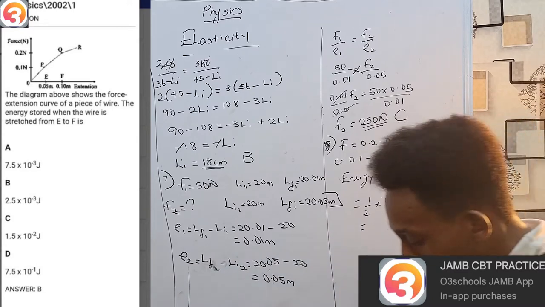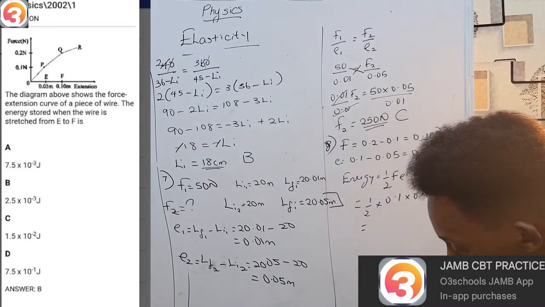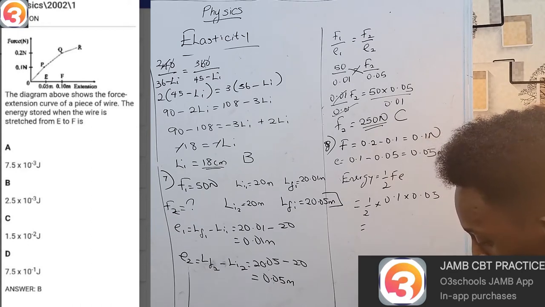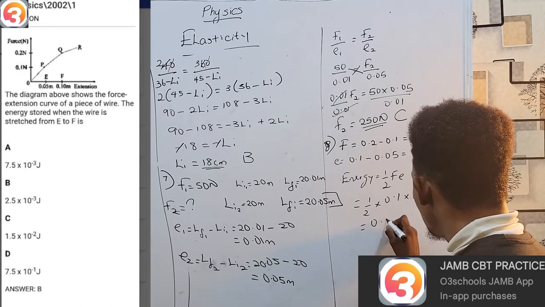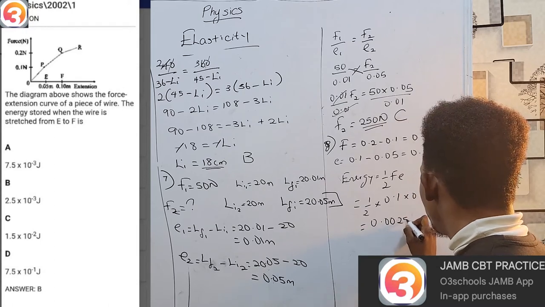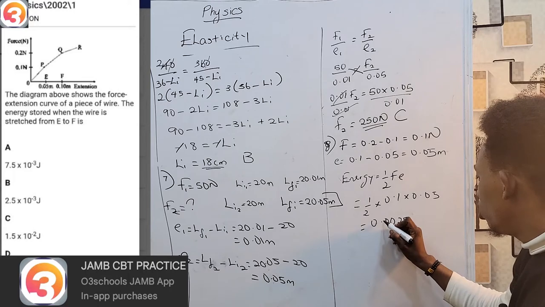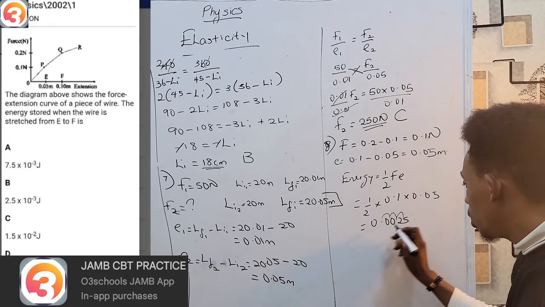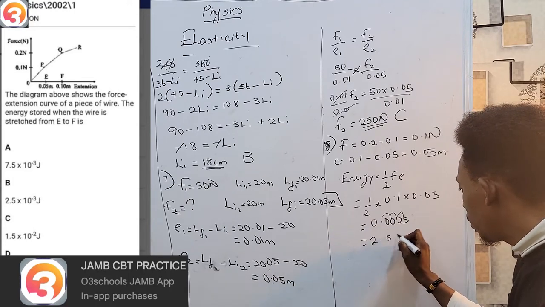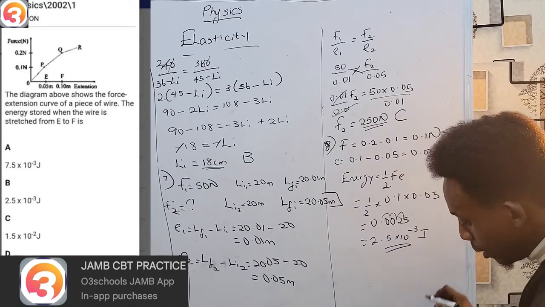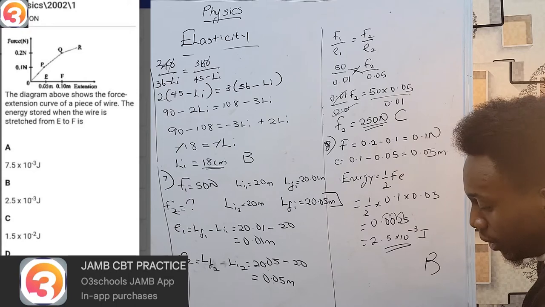And again, we'll go back to our trusty calculator and multiply 1 over 2 times 0.1 times 0.05. That will be 0.0025. But if you look at your options, they are in standard form, right? So move your point 1, 2, 3. 2.5 times 10 to the power minus 3 joules. And that is option B.